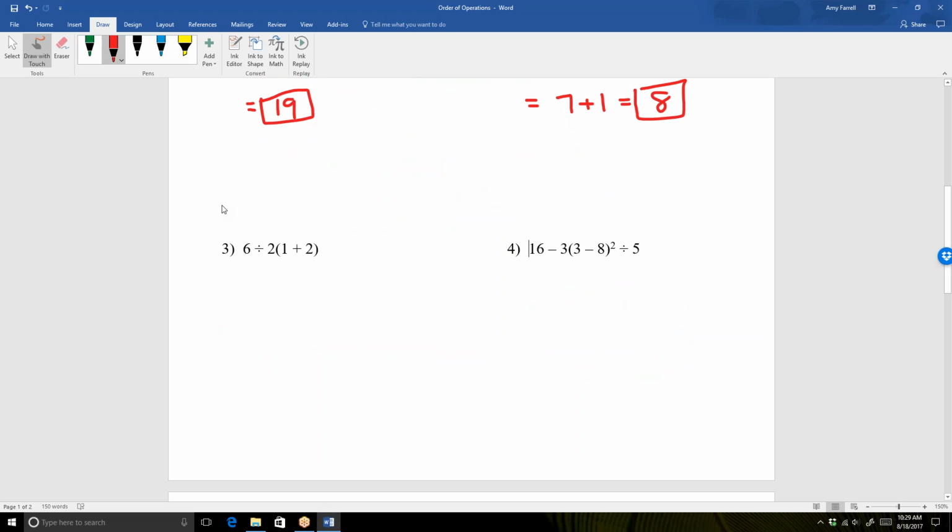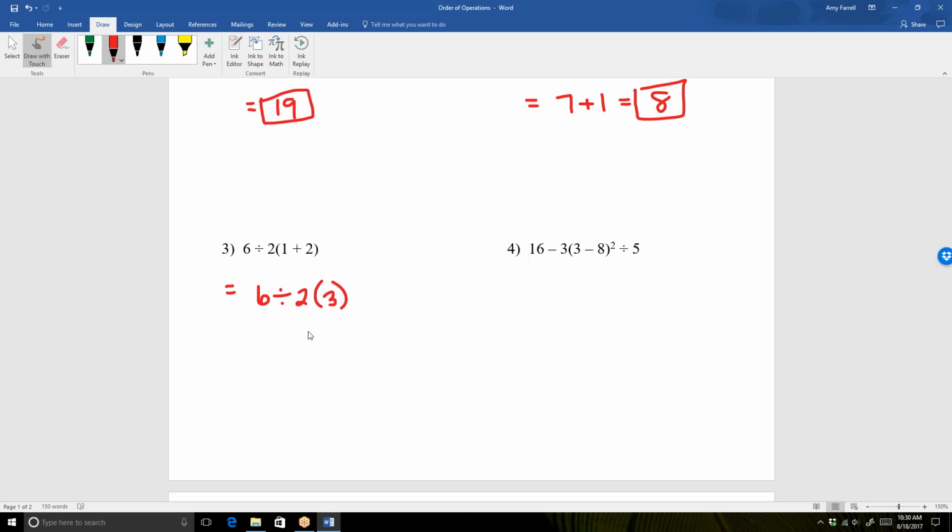Okay, let's look at a couple more here. Number 3, I actually also pulled from Facebook. It was something posed to Facebook users. Now this one I don't have the stats on how many got it incorrect, but we're going to use our order of operations to get the correct answer. So I have parentheses, and the P is first, meaning that I always evaluate inside parentheses first. So I'm going to copy the 6 divided by 2, go ahead and add inside the parentheses, and 1 plus 2 is 3.